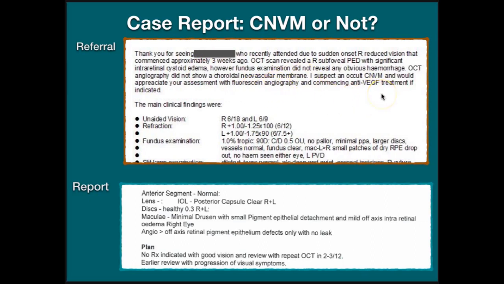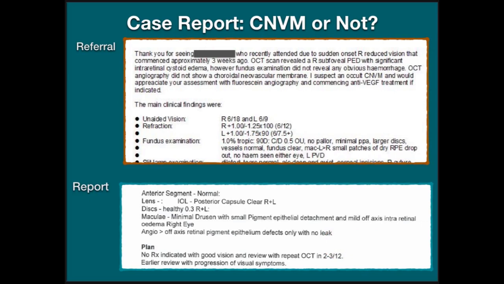However, fundus examination did not reveal any obvious hemorrhage. OCT angiography did not show a choroidal neovascular membrane. I suspect an occult choroidal neovascular membrane and would appreciate your assessment, fluorescein angiography, and anti-VEGF treatment if indicated. The report comes back. Macula had minimal drusen, small PED, intraretinal edema, and the fluorescein angiography showed a PED only with no leakage.